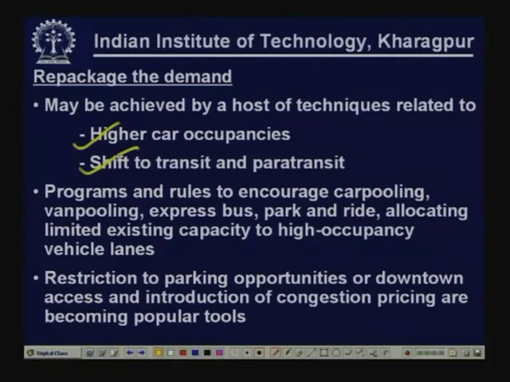That means it may be possible that you allow a vehicle to take a shorter route when the occupancy of the vehicle is higher, maybe for a car. At least there should be 3 persons if you want to use the shorter route. If it is only 1 or less than 3, the vehicle will be forced to take a longer route. So, people will be encouraged to make higher occupancy of the vehicle.